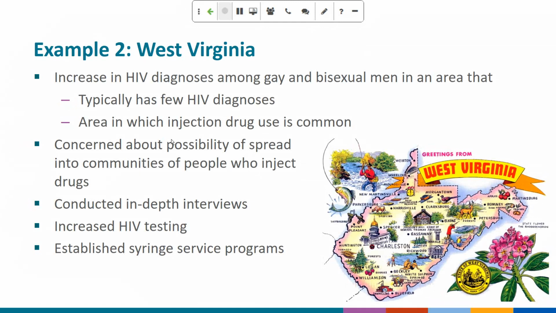So with help from CDC, they conducted in-depth interviews. As a result of what they learned, they increased access to HIV testing by relocating some testing sites and increased awareness of the need for testing through radio and social media ads. The health department also established syringe service programs in counties that did not previously have them.